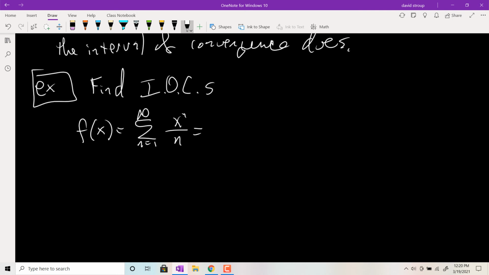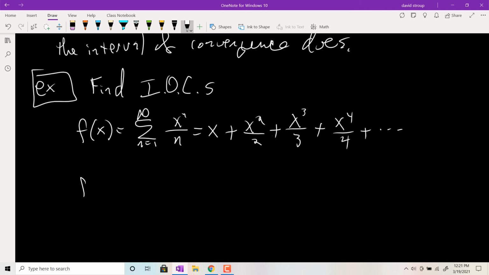So f of x, expanding this thing so we can worry about the lower limit and align everything. What are we going to get? You plug in 1, it'll be x to the 1 over 1. Plug in 2, you get x squared over 2. Whoops, the first one will be x, right? X to the 1 is x, not 1. Plus n equals 3 is x cubed over 3, plus x to the 4th over 4, etc.